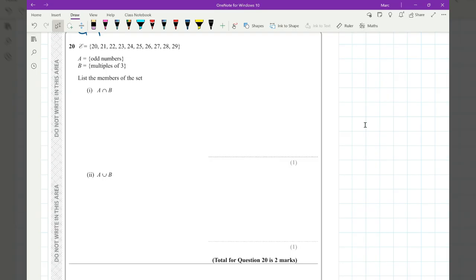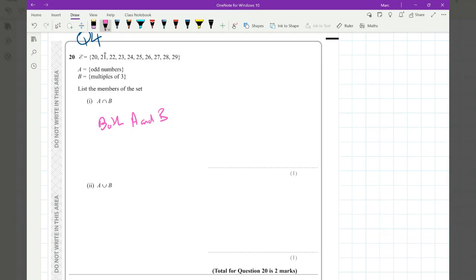We've got A is the odd numbers and B is the multiples of 3. List all the numbers or the members of the set A in section B. So this is both A and B. So odd numbers and multiples of 3 are 21, not 24, and then 27. So we have 21 and 27.